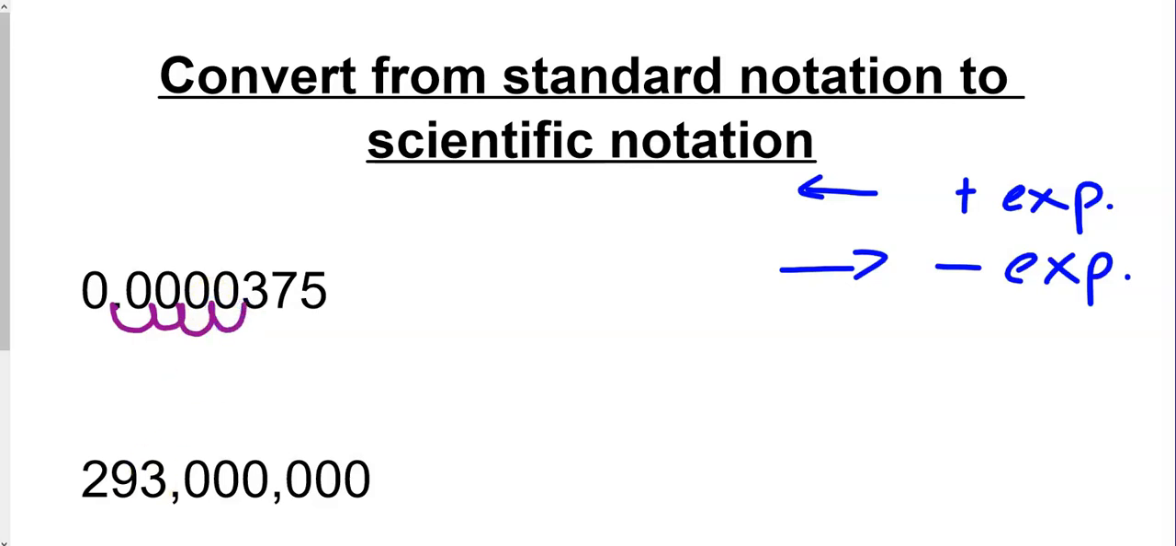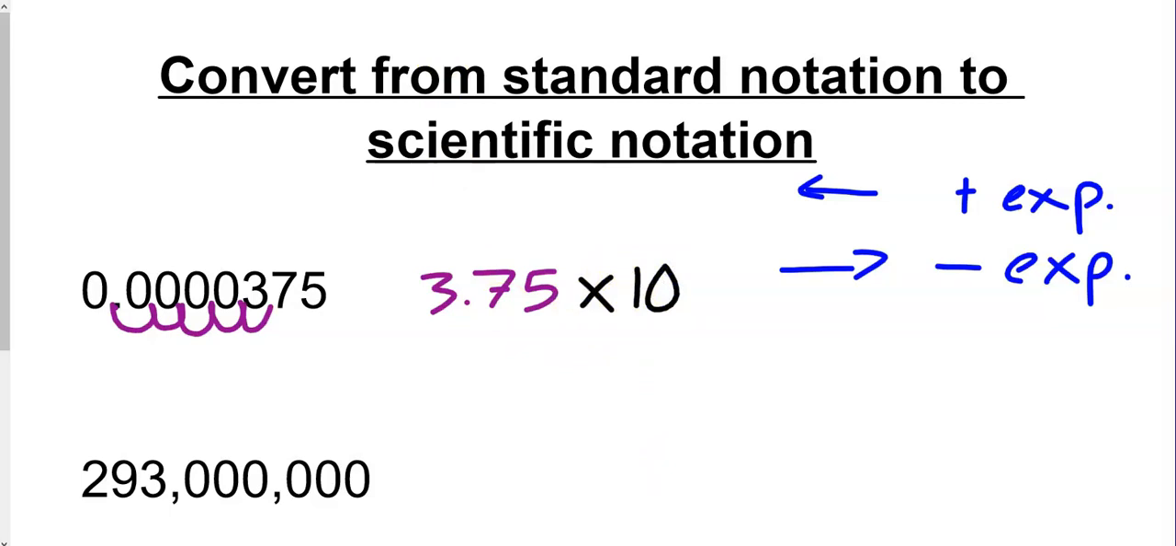0.375 is still not between 1 and 10. So I'm going to move it one more time. The number 3.75, now that is a number that is between 1 and 10. And then I set up my times 10, and all we got to do now is fill in the exponent.